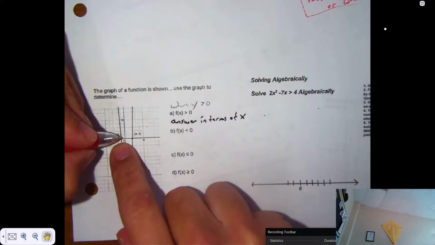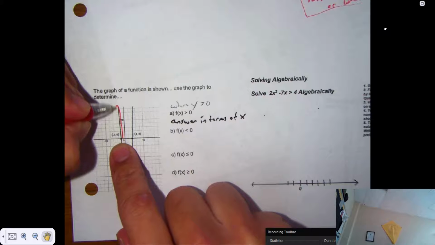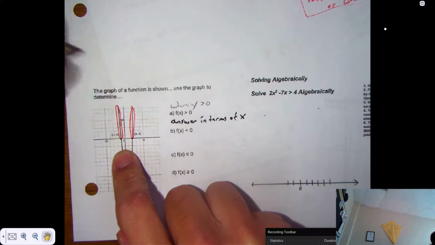Maybe I should buy some colored pencils. Just make things easier. Is the graph greater than 0 here and here? Yeah. That is where the graph is above 0. You have to answer this a lot like the one we just answered. What values of x make this piece true?